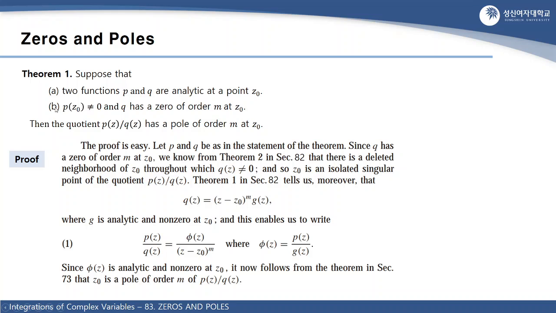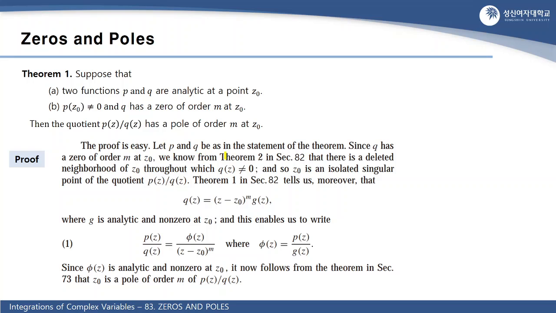And second, B: P of z naught is not equal to 0 and Q has a 0 of order m at z naught. Then the quotient P of z divided by Q of z has a pole of order m at z naught. The theorem can be easily proved by using the previous theorem in the previous section.